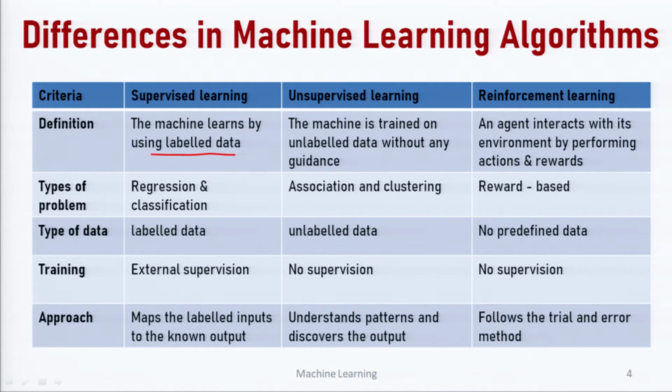Then in unsupervised learning, the machine is trained on unlabeled data without any guidance. Basically, in unsupervised learning there is no supervision or supervisor. The data is unlabeled, we do not know the nature of the data. So, that comes under unsupervised learning. And as I said, in reinforcement learning, the particular agent or entity interacts with the environment by performing actions, and based on that action the entity will be either rewarded or punished. That is reinforcement learning.